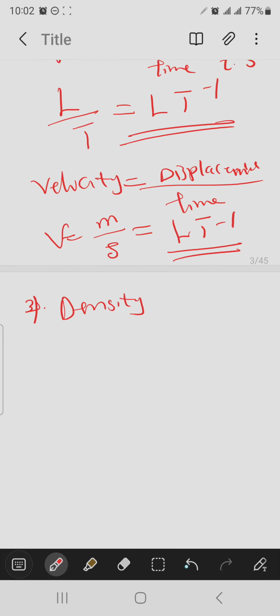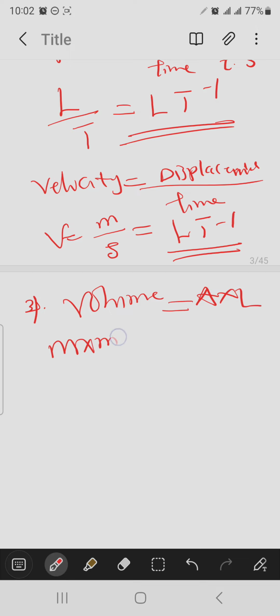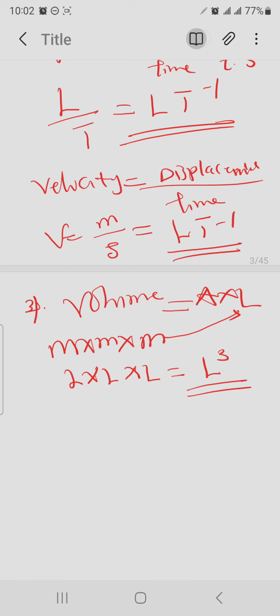Before we talk about density, we are supposed to talk about volume. Volume equals what? Area multiplied by length. Our area is meter times meter multiplied by our length, meter. So this is length times length times length, L times L times L. The dimensionality for meter is L, so for volume we have L multiplied by L multiplied by L, which is L raised to the power 3. This is the dimensionality for the volume.